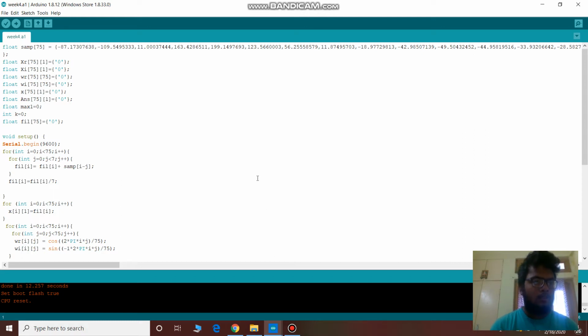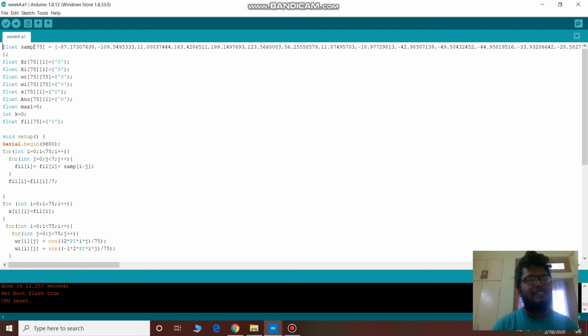Now, we all know the DFT formula: X of k equals sigma n equals 0 to N minus 1, x of n into e power minus j 2 pi by N k n. Here we form the matrix of the coefficients using these values, and then, taking the input of 75 samples, we'll be calculating the DFT. So now we'll look at the code.